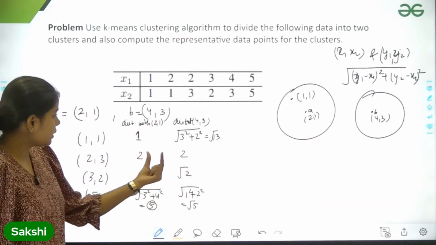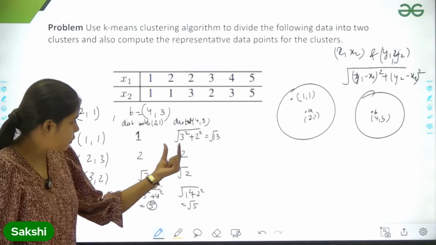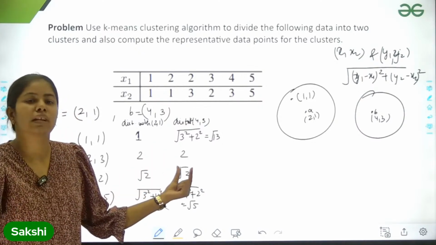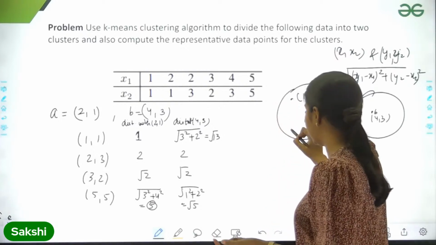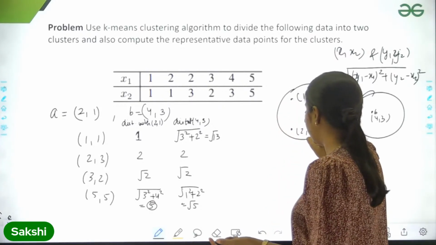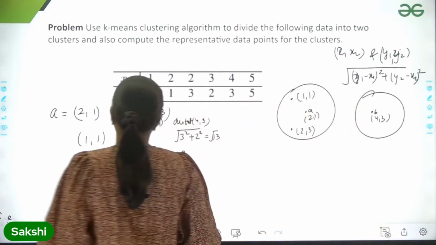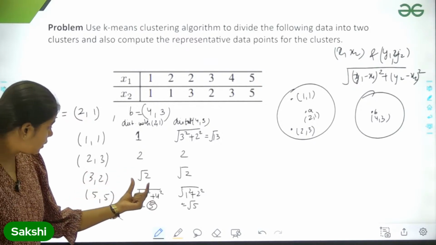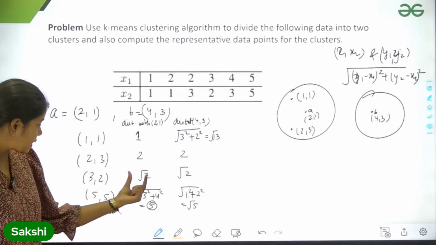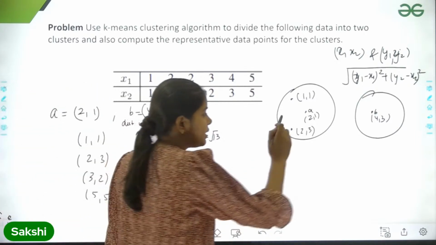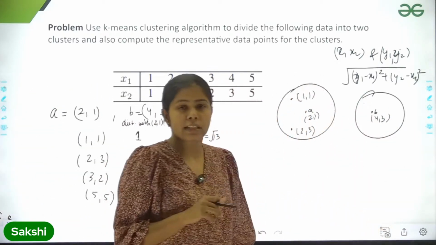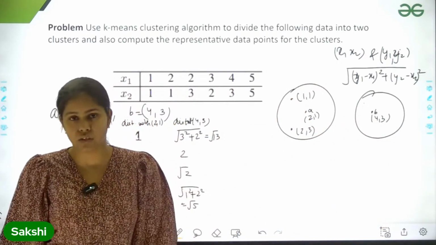Now 2 comma 3 is at 2 units from 2 comma 1 and 2 units from 4 comma 3. So let's consider it in any cluster. Let me consider this 2 comma 3 here. Now 3 comma 2 is at square root 2 distance from this, and square root 2 distance from this. Again it is the same. If the distance is the same, then you can consider it in any cluster, it doesn't matter.